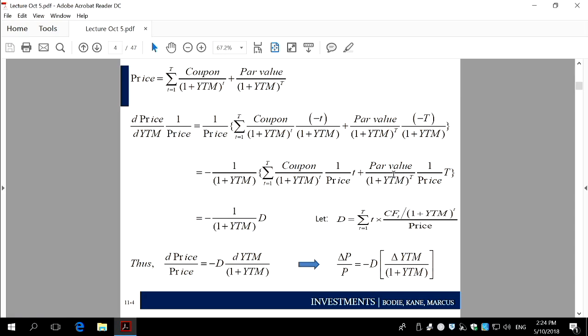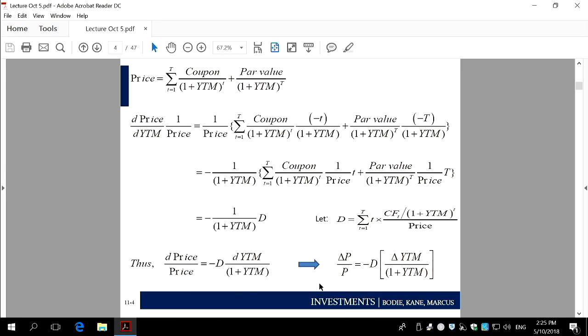So the weight can be written as cash flow over 1 plus yield to maturity to the power of T, over price. Then if this whole thing is duration, we just rewrite it as duration here. Then we get dP over d yield to maturity, over price, equal to 1 over 1 plus yield to maturity, minus, then times d. Then we can rewrite the whole thing simply as dP over P equals minus duration times d yield to maturity over 1 plus yield to maturity, right?